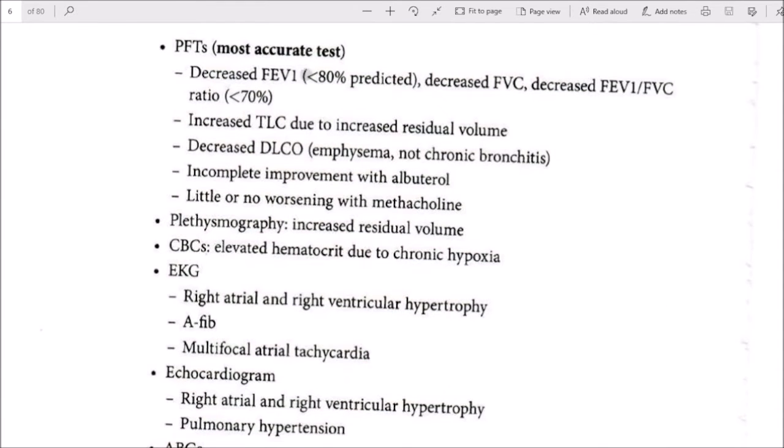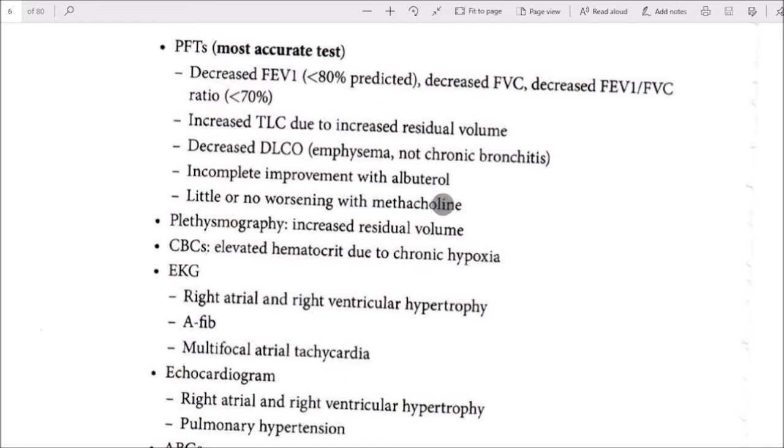Pulmonary function testing (PFT) is the most accurate test. Decreased FEV1, less than 80% predicted. Decreased FVC, forced vital capacity. Decreased FEV1/FVC ratio, less than 70%. Increased TLC due to increased residual volume. Decreased TLCO in emphysema, not chronic bronchitis.